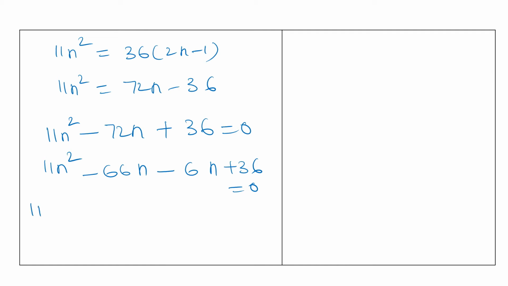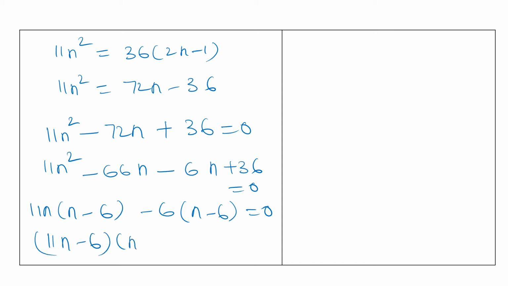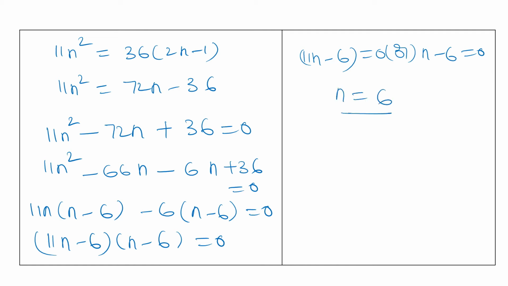So taking 11n as common, 11n into n minus 6, minus 6 into n minus 6 is equals to 0. Here n minus 6 is common, so 11n minus 6 into n minus 6 is equals to 0. Either 11n minus 6 is equals to 0 or n minus 6 is equals to 0. So from this we are getting n is equals to 6.